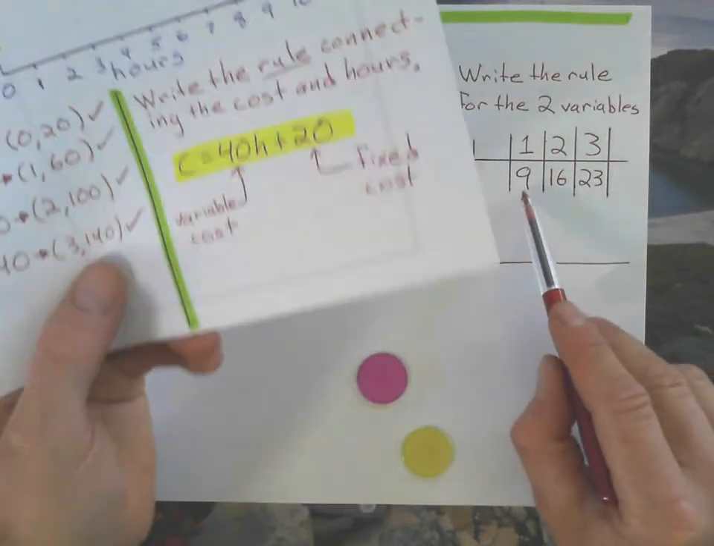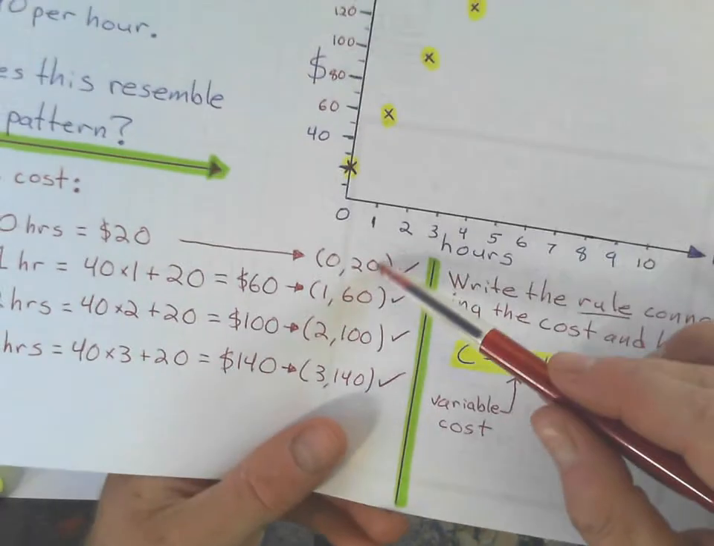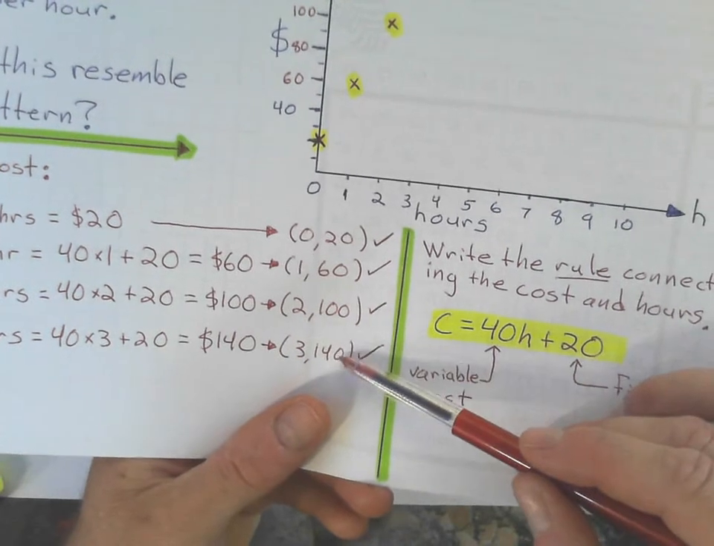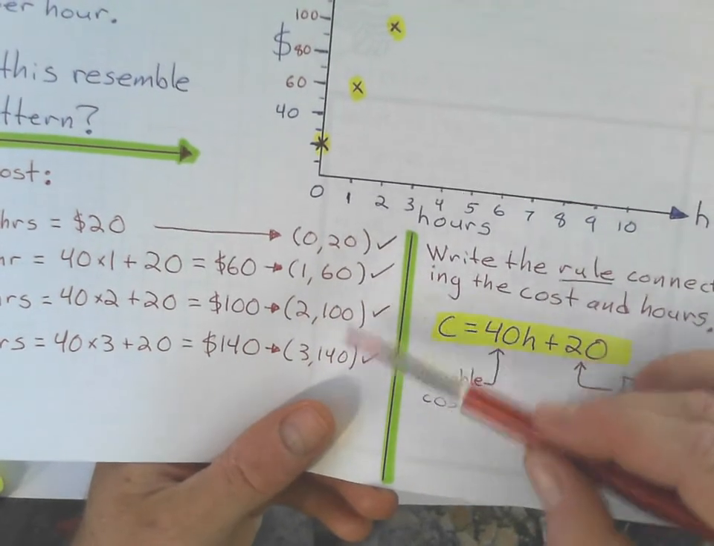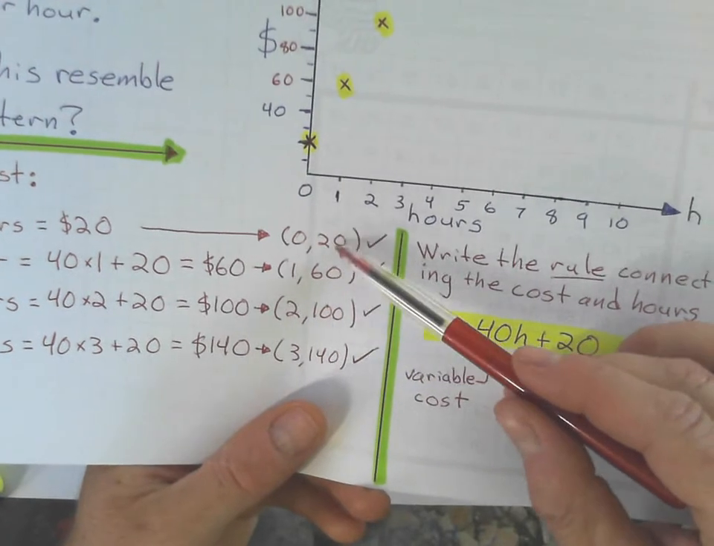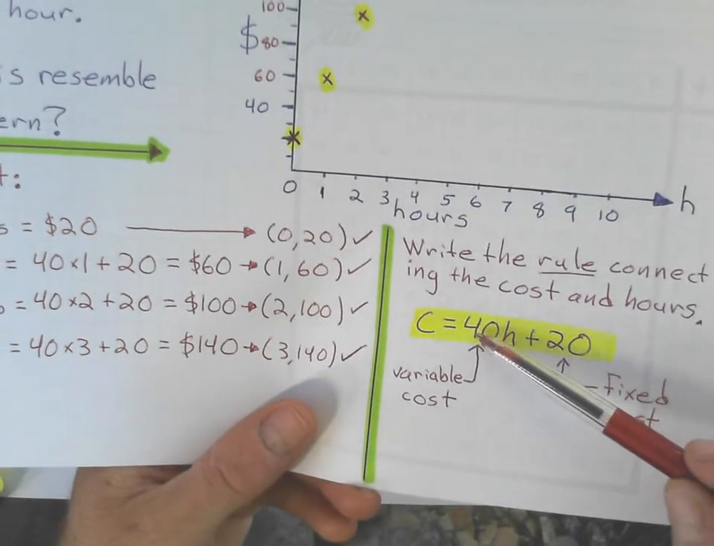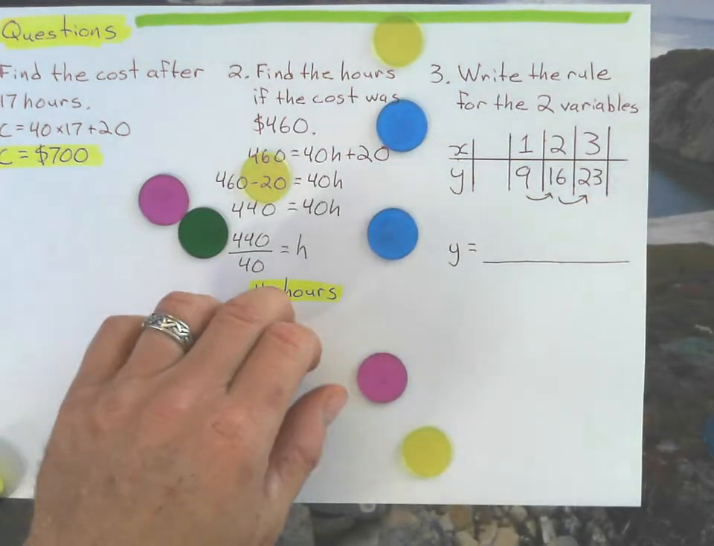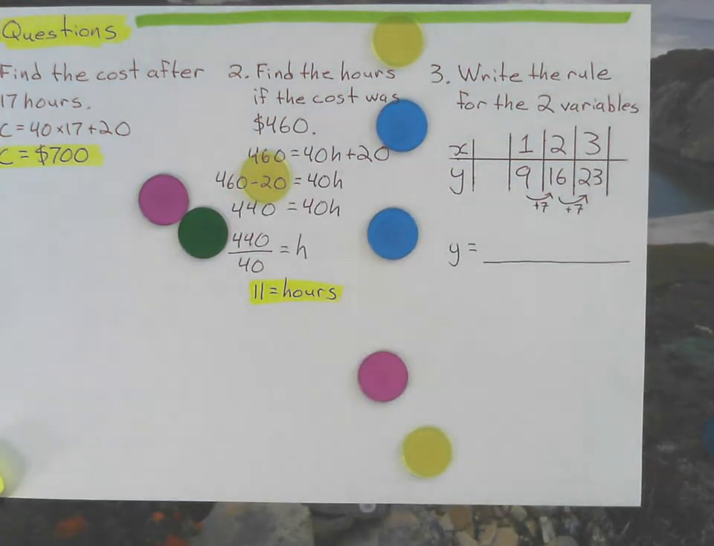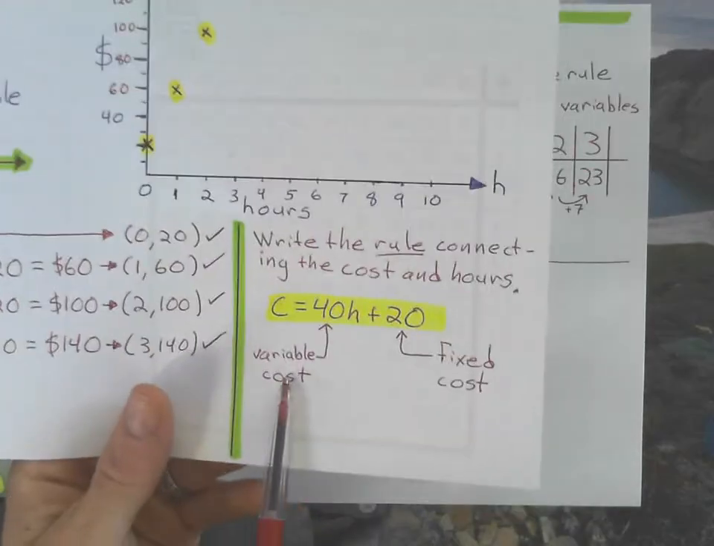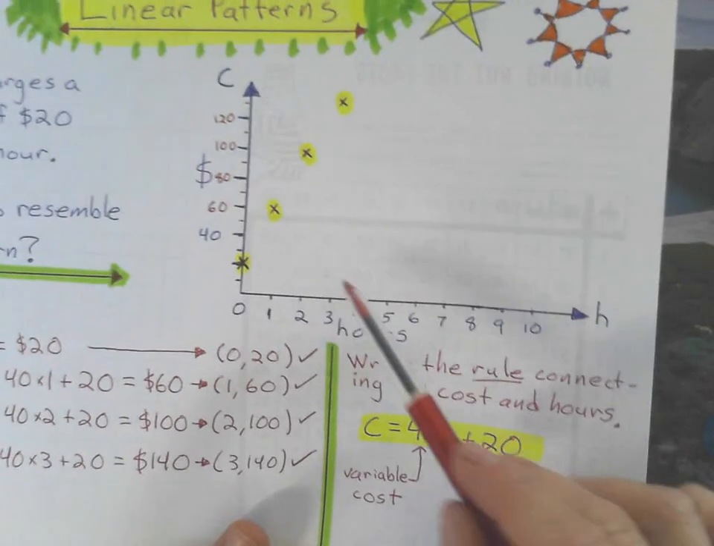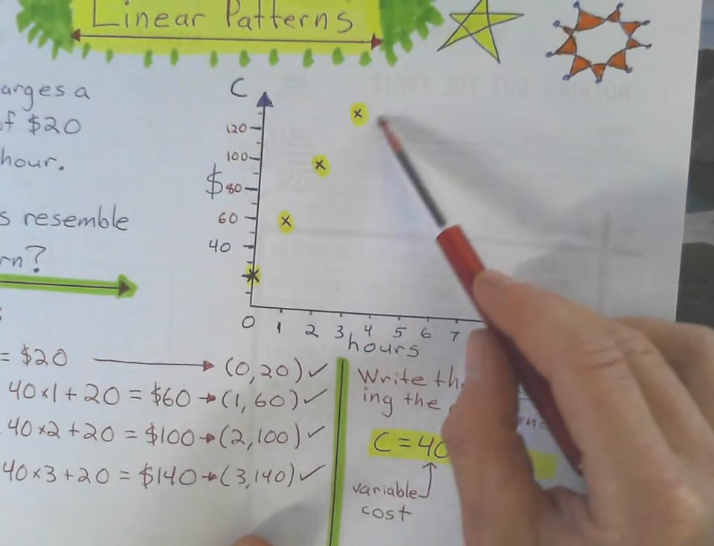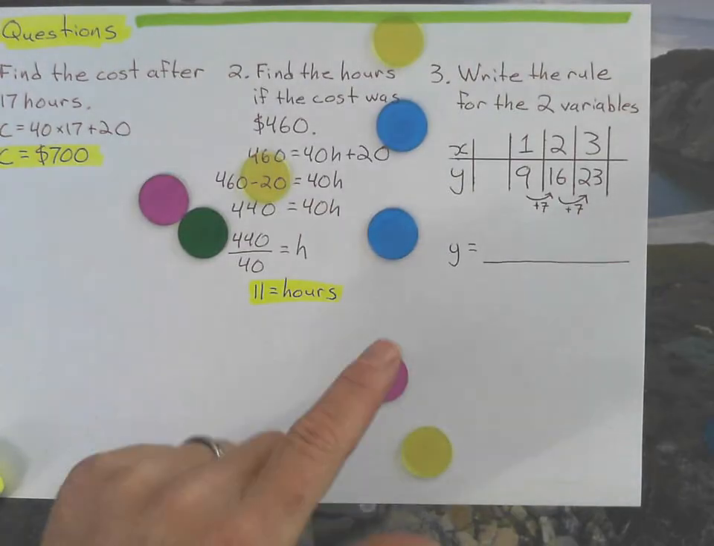So what I want to do is look at the y values, just like I did here, 20, 60, 100, 140, and I want to see how much they're going up or down by. 20, 60, 100, 140 are all going up by 40. Alright? So here, what I look for is how much are those going up by. So the y values are going up by 7. That is also like my variable cost, which later we will see is also like the gradient of the line, but we'll get to that later.